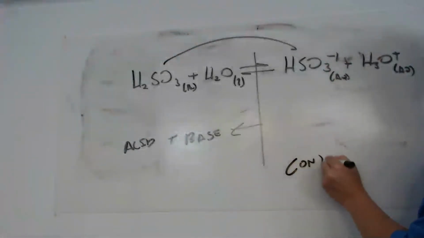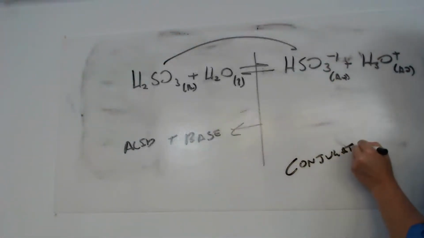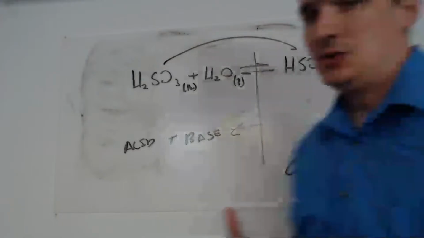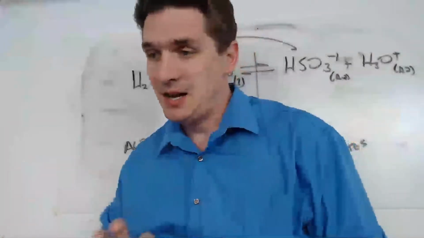It's going to be the proton acceptor. The conjugates appear on the right side. So we say conjugate acid, conjugate base.